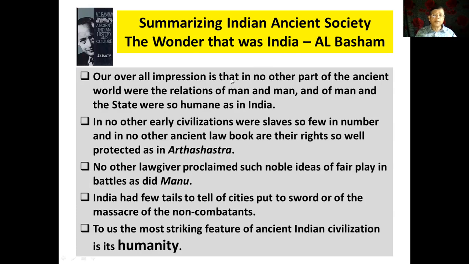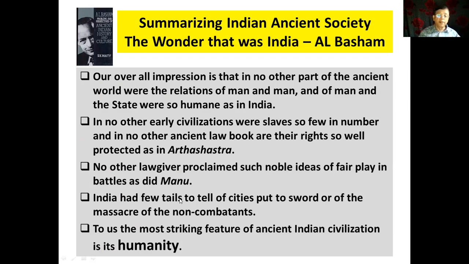Our overall impression is that in no other part of the ancient world were the relations of man and man, and of man and the state, so humane as in India. In no other ancient civilization were slaves so few. We had hardly any slaves in our history. In no other ancient law books are their rights so well defined, so well protected as in Arthashastra. No other lawgiver proclaimed such noble ideas of fair play in a battle as did Manu.